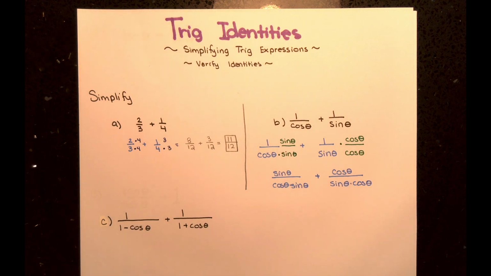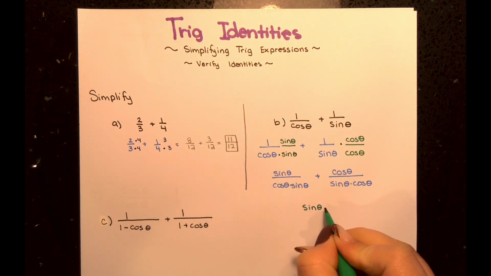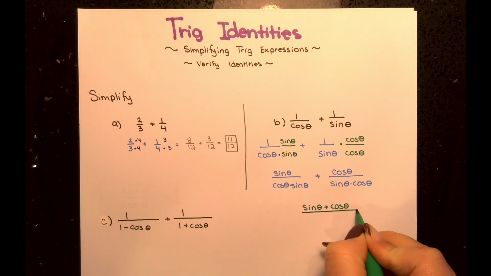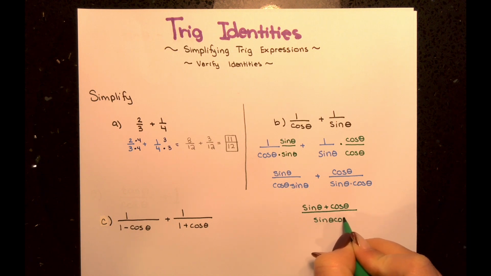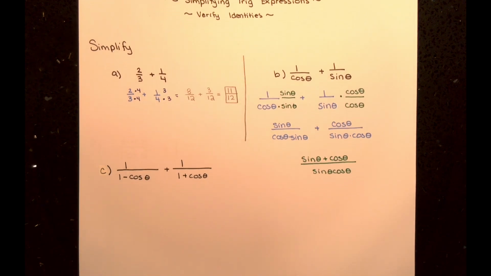Now because they have common denominators, just like here, we get to add the numerators, keeping the denominator the same. So that means I have sine of theta plus cosine of theta all over sine of theta cosine of theta. Now this example is just showing you how to add fractions together. So we're going to leave it like that for our answer. Let's go ahead and try another one.